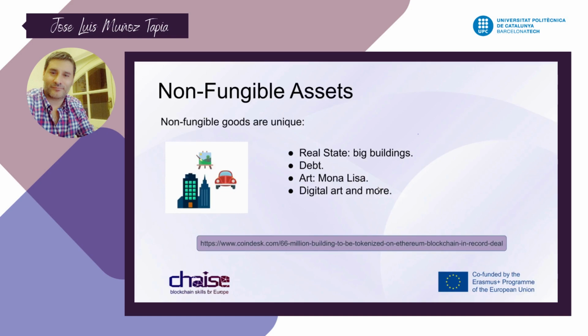And then we have non-fungible tokens. Non-fungible tokens are goods that are unique. For example, real estate, a big building is unique, or art, for example, the Mona Lisa is something that is unique. And we can also represent unique things in the blockchain. The idea is that we use different structures for representing fungible and non-fungible assets. In this lesson in particular, we are going to focus more on the fungible assets.